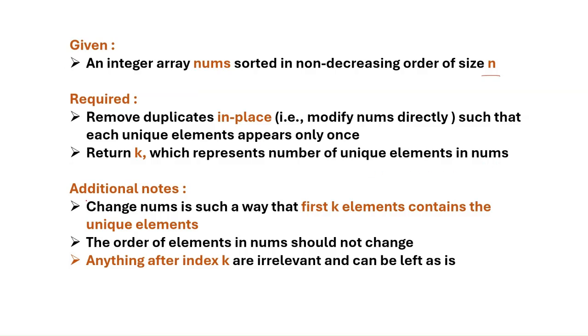Additionally, we are asked to change nums array in such a way that the first k elements contain the unique elements. The order of elements in nums should not change. Anything after index k is irrelevant and can be left as is.